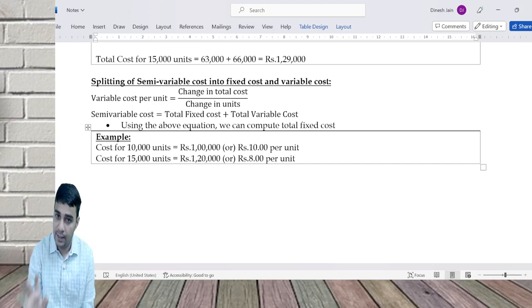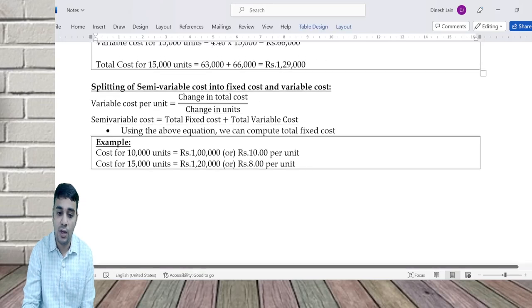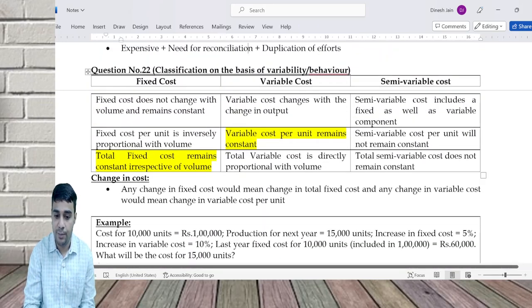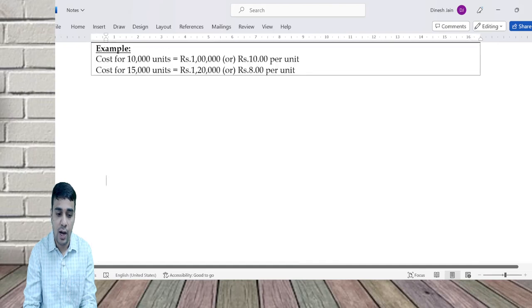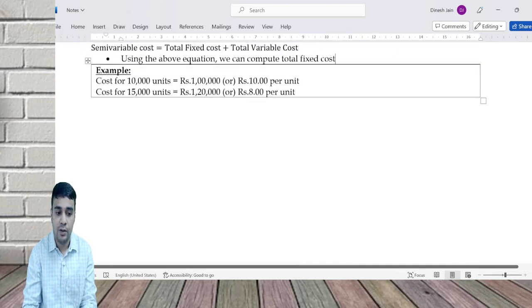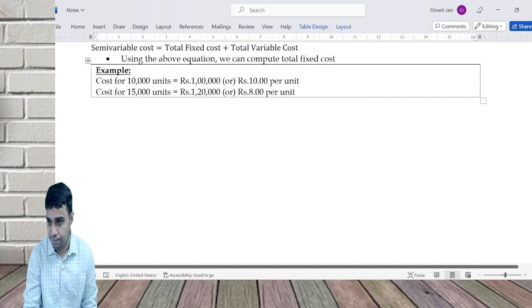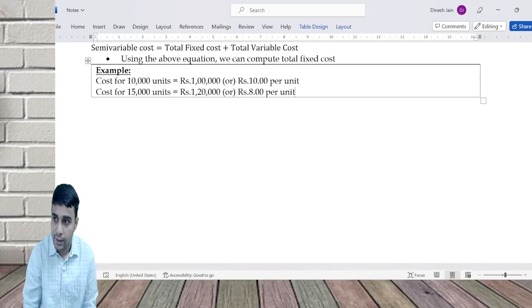This cannot be a variable cost because variable cost per unit remains constant. Semi-variable cost, I said, per unit does not remain constant, and total semi-variable cost does not remain constant. So unfortunately, in this example the overall cost is also not the same and the per unit cost is also not the same, which means this is a semi-variable cost.